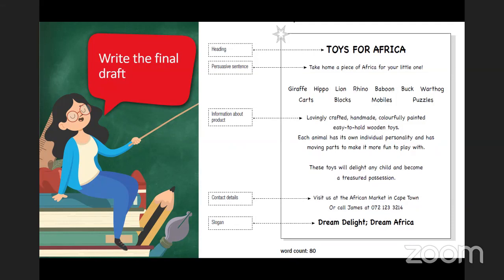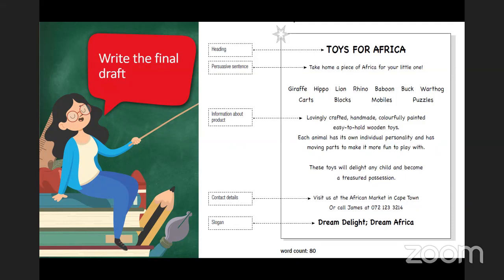And then the contact details there: visit us at the Africa Market in Cape Town or call James at the number given. You've got your slogan there, Dream Delight, Dream Africa, nice and catchy as well. And don't forget to add your word count always. We can see they have 80 words. It's got to be around 80 to 100, but definitely no more than 100 words.